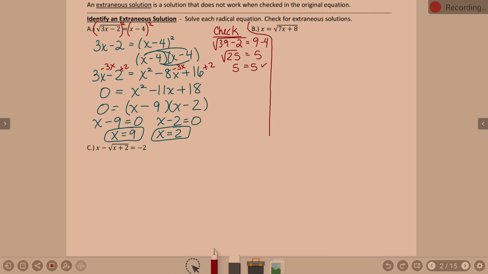Try your other one. What is it, 2? So square root of 3 times 2 minus 2 equals 2 minus 4. 3 times 2 is 6. 6 minus 2 is 4. So I have the square root of 4 equals 2 minus 4 is negative 2.